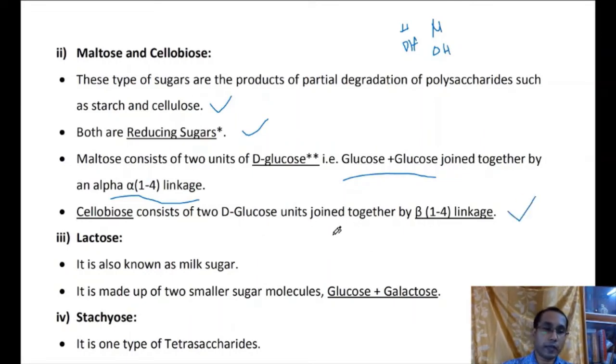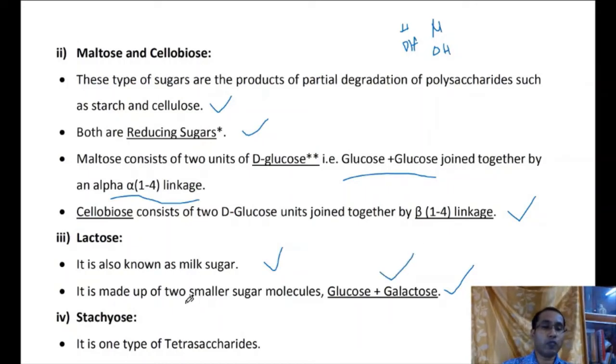You have to remember this. Lactose is known as the milk sugar. In milk, this particular sugar is present. It is made up of 2 smaller sugar molecules. Basically, this type of question comes up: lactose is the combination of 2 monosaccharide units, glucose plus galactose, glucose plus fructose, glucose plus sucrose, whatever. You have to remember, glucose plus galactose will be lactose.